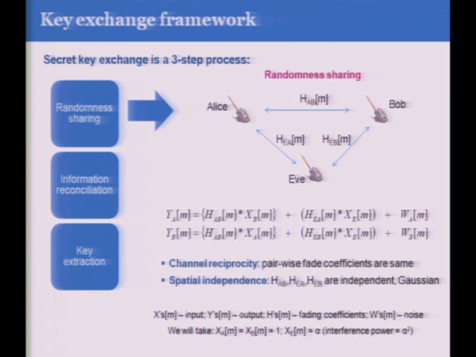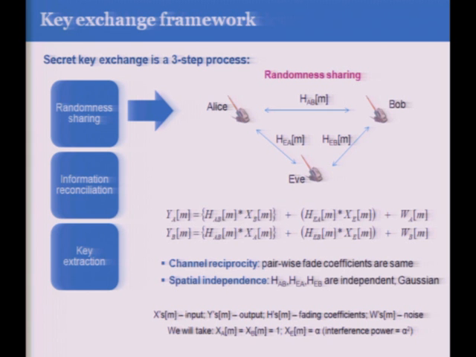Now, because of channel reciprocity, we have assumed these fading coefficients to be identical on either link. So it's just a pairwise property. And also because of spatial independence, all of these fading coefficients will be independent. Also, we'll assume a Rayleigh fading model so that these are Gaussian random variables.